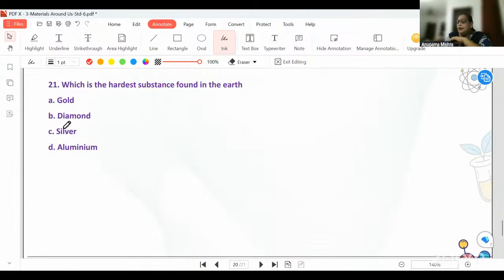You are telling diamond. Only half people are giving the answer. Okay, thank you. Time up. Yes, if you want to leave, you can leave. Yeah, 1 minute is still there in my hand. So, gold is the hardest substance. No, diamond is the hardest substance. It is so hard that we can cut the glass also. Yes, it's time up. I know. So, diamond is the correct answer.